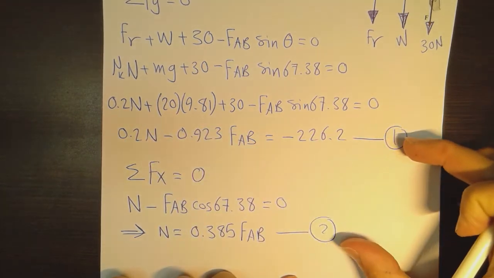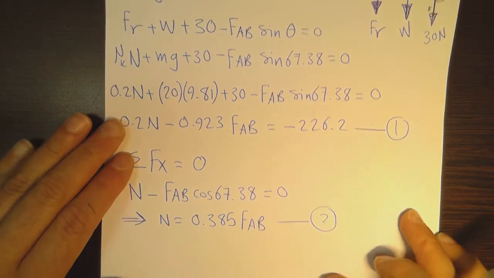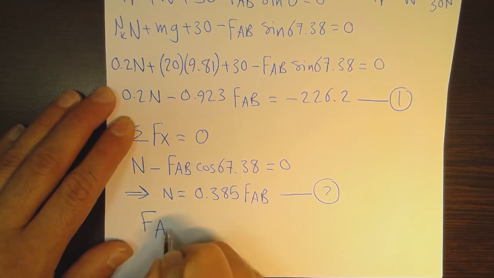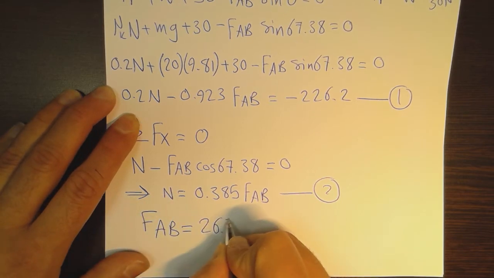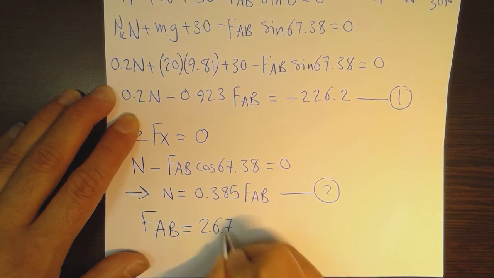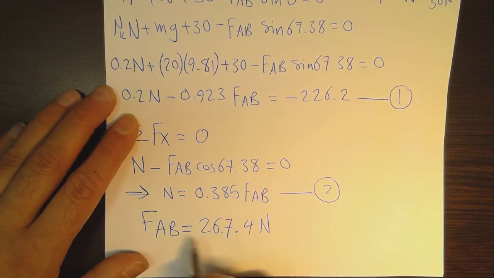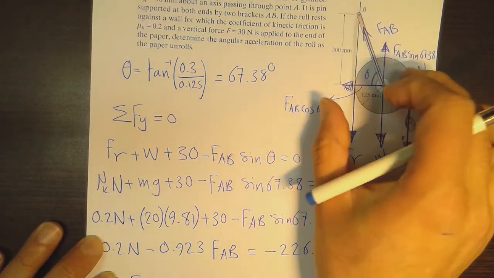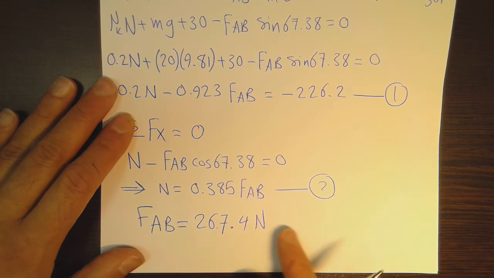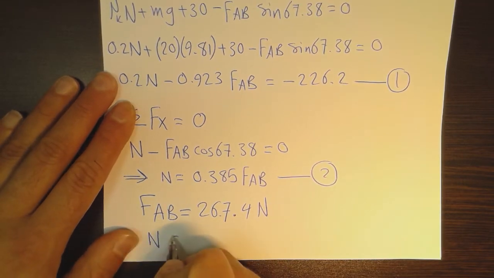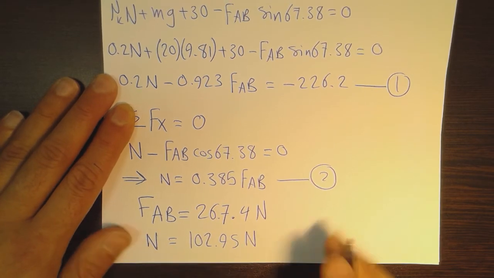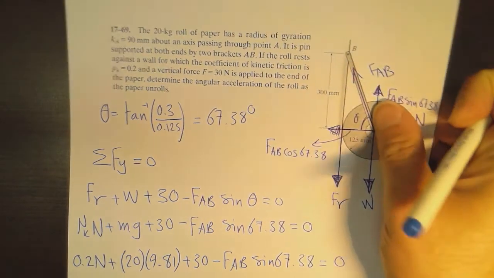So we have now two equations with two unknowns. Solving the two equations simultaneously would give us FAB equal to 267.4 newtons. This is the force in the link itself, the link that holds the roll in place. And the normal force is equal to 102.95 newtons. This is the normal force between the roll and the wall.